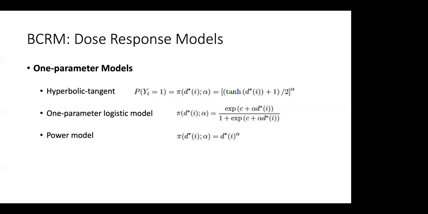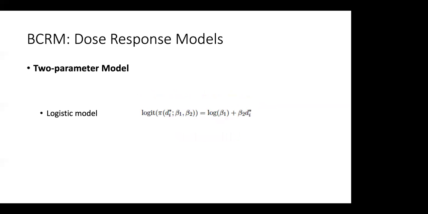Those one parameter models already give great flexibility for various dose response curves. But if we want even more flexibility, to be able to capture more diverse dose response curves, we can use a two parameter model. The commonly used model is the logistic model. Here we can see it's just logit with beta 1 and beta 2. The only difference from the commonly used logistic model is that the intercept is now taken to be log beta 1.